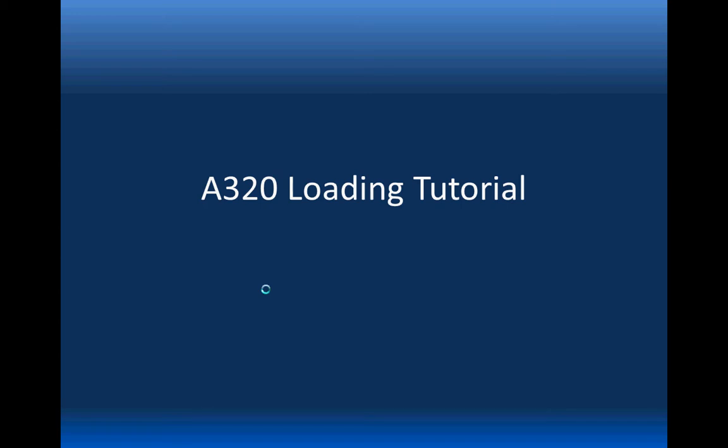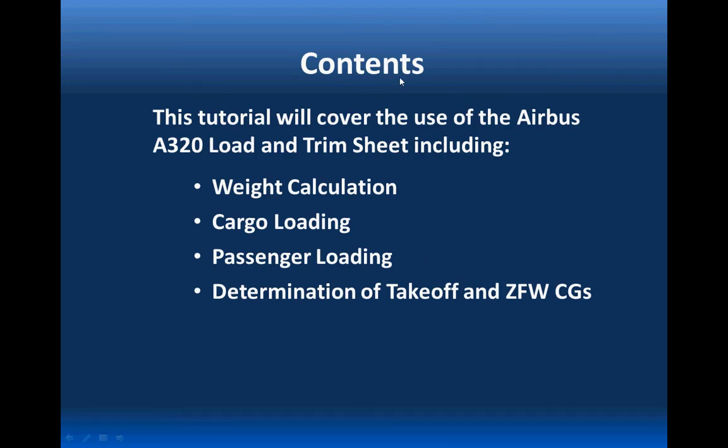weight is distributed evenly so that we don't have too much weight in the front of the airplane or in the rear of the airplane, that it's located within certain center of gravity limits. So to do this, we'll need to fill out that load and trim sheet that you all have in front of you.